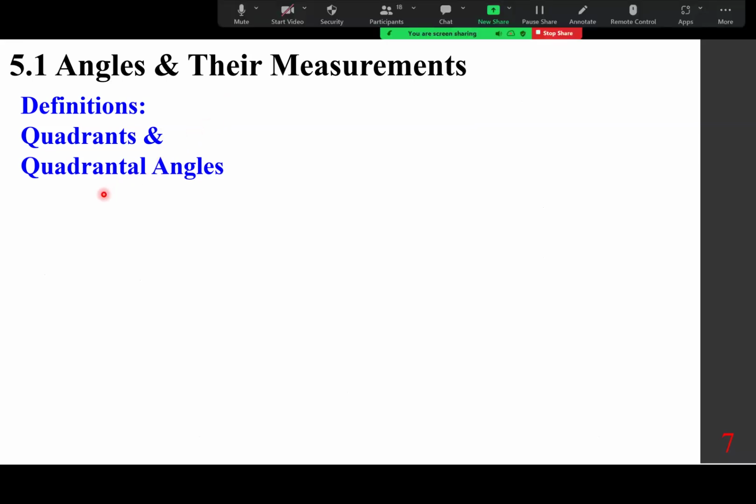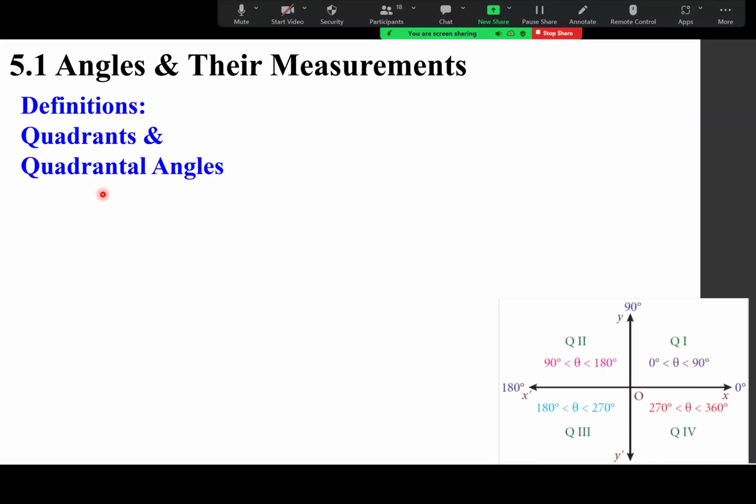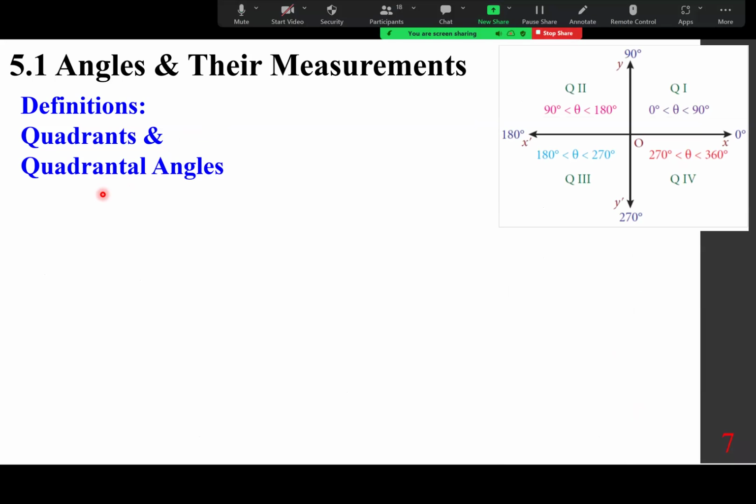Quadrants and quadrantal angles. Of course, everybody remembers, just as we dealt with in algebra. Here's the first quadrant, where theta is between 0 and 90 degrees. So here's 0, here's 90 or pi over 2, here's 180 or pi, here's 270 or 3 pi over 2. Quadrant 1, theta is between 0 and 90, quadrant 2 between 90 and 180, quadrant 3 between 180 and 270, and quadrant 4 between 270 and 360. So those are the 4 quadrants.